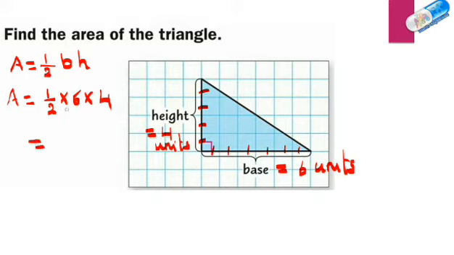Now, to multiply half times 6 times 4, let me show you an easy way to multiply mentally. We look at the half. Multiplying by half means dividing by 2. Which of these numbers can be divided by 2? Any one of them can be divided by 2. So we can divide 6 by 2, we get 3, and then multiply 3 times 4 to get 12. And what we write here is units square because it is an area.